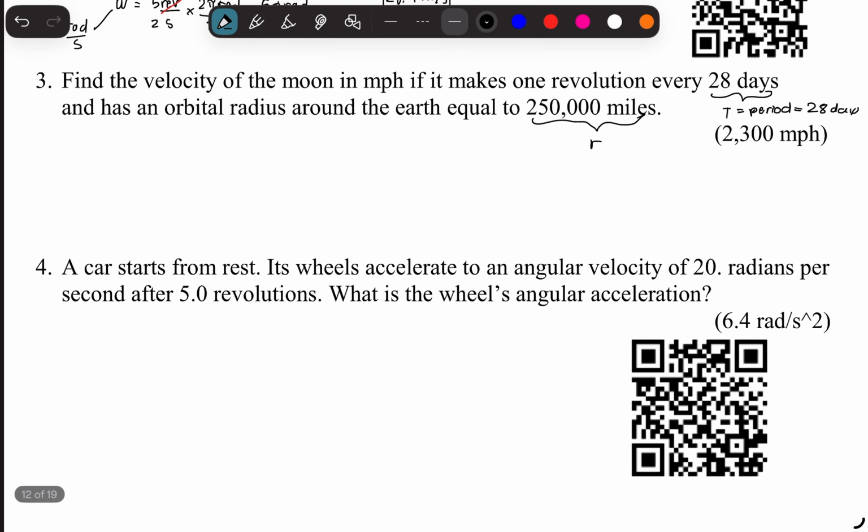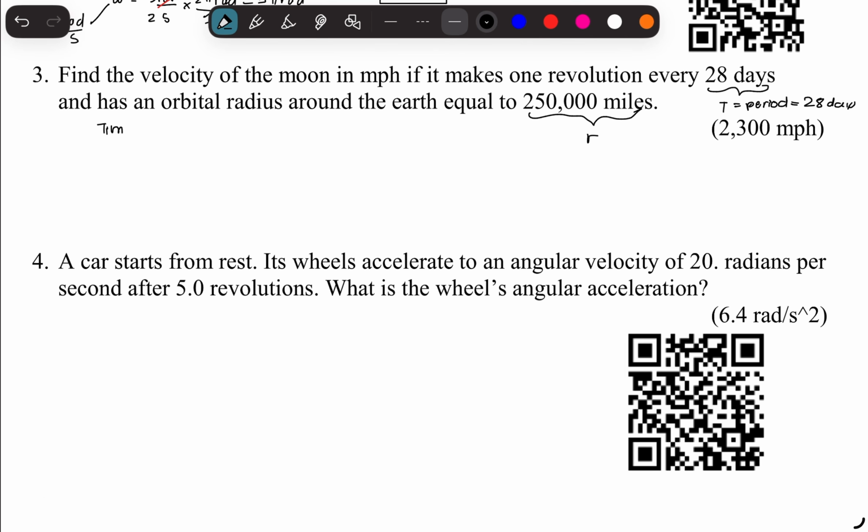So what we can do is we can convert our time. We want this in hours. So we're given 28 days, right? And we want this in hours. So how do you do that? Well, we know that 28 times 24 is equal to 672 hours. There's 24 hours in a day.